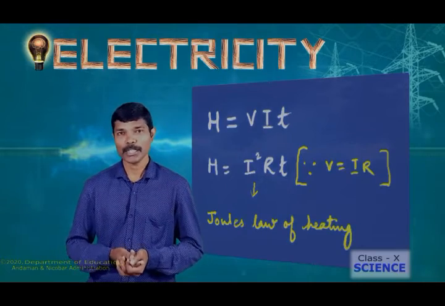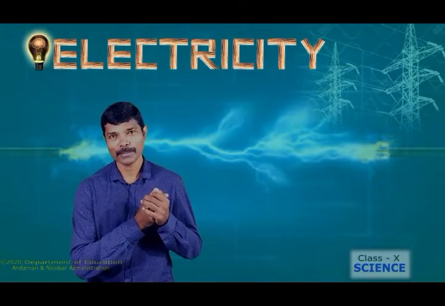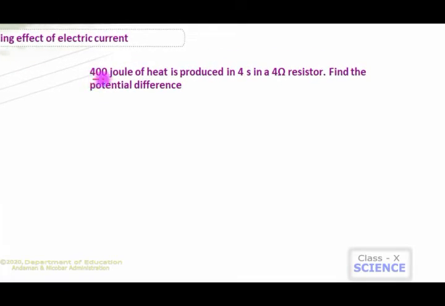Based on this, let us do some numerical problems. Now look at the question. 400 joule of heat is produced in 4 seconds in a 4 ohm resistor. Find the potential difference. Firstly, we write the given quantities. In the question, heat is given as 400 joule, right? Time is 4 seconds and the resistance is 4 ohm.